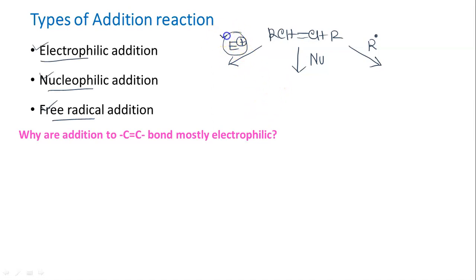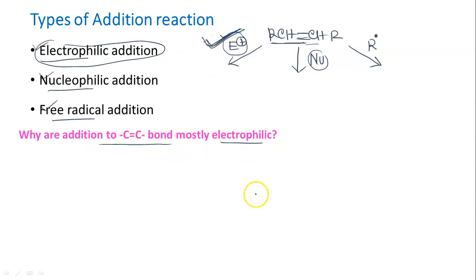So when our reagent is an electrophile, then our substrate will act as a nucleophile. And when we are using a nucleophile, then the substrate should act as an electrophile. Fine. And when R dot, that is a free radical, is used, there will be a free radical mechanism. But our topic is based on electrophilic addition, because it is mostly observed in case of CC multiple bonds. So why is the addition to a CC bond mostly electrophilic, that is, why does it fall under this category? What may be the reason?